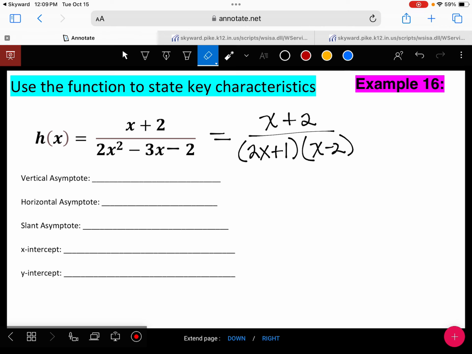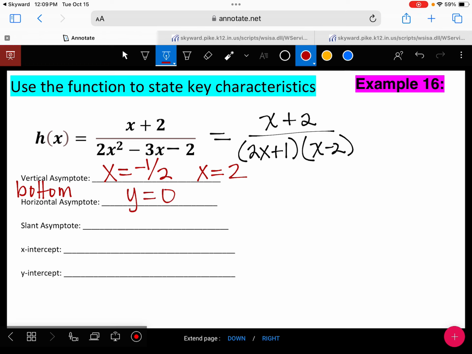Who agrees with my factors? 2x plus 1 and x minus 2. Who got that? Okay. So we got two vertical asymptotes. We got to set both of these equal to 0. So we have two equations now. So if you take the 2x plus 1, you would get x equals -1/2. That's your first vertical asymptote. And your second one is at x equals 2. Because this is bottom heavy, what is my horizontal asymptote going to be automatically? Y equals 0. Do we have a slant?